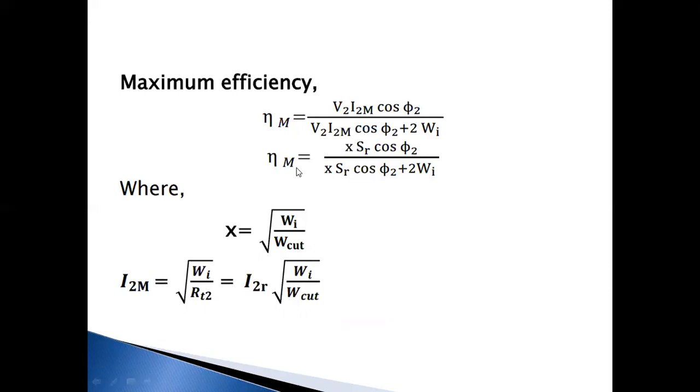So eta m can be given as x SR cos phi 2 over x SR cos phi 2 plus 2Wi, where x stands for the square root of Wi by Wcu, the iron loss by the total copper loss. I2M equals the square root of the iron loss by resistance RT2, which equals I2R times the square root of iron loss by total copper loss. Just putting those values there, it is twice Wi because iron loss and copper loss are the same. And I2M is the maximum current that we have already calculated.